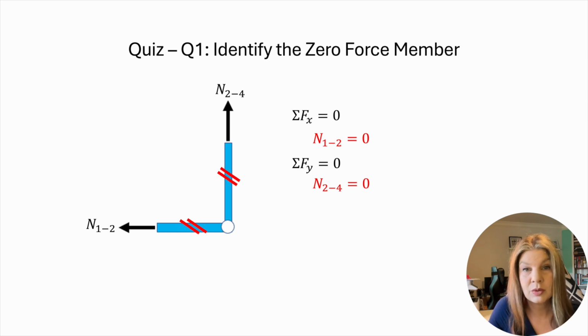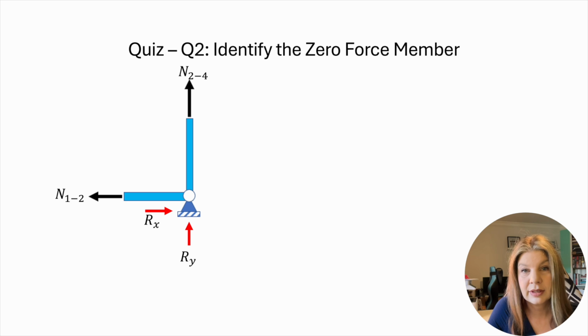And this is how we can notate this on our truss. But essentially, I can eliminate them from my calculations without having to go through this method of joints. I can identify them immediately. Let's have a look at this case here. Do you think there are any zero force members here?